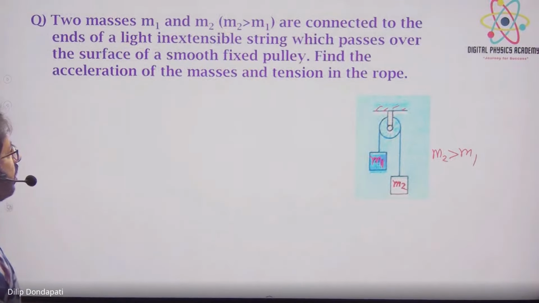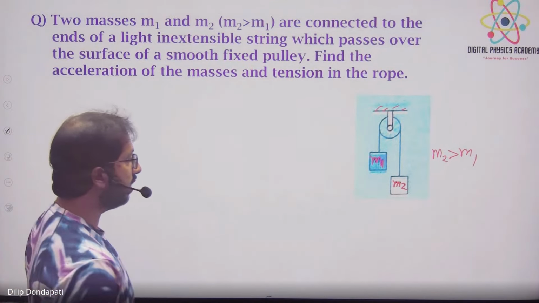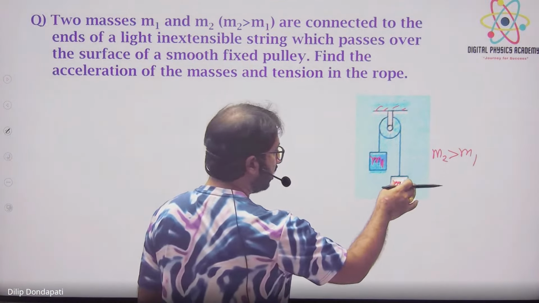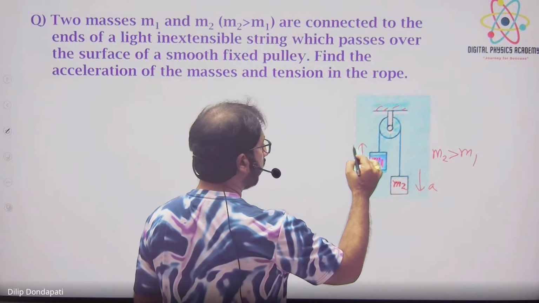Okay, find the acceleration of the masses and the tension in the rope. Since m2 is greater than m1, the acceleration will be downward for m2 and upward for m1.